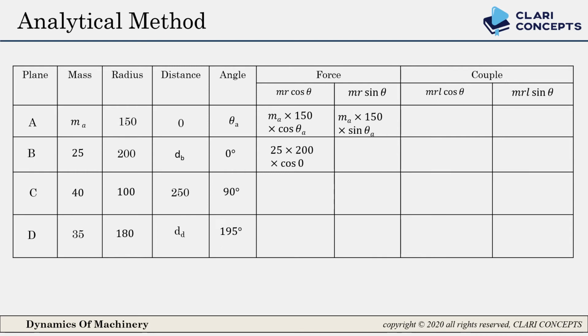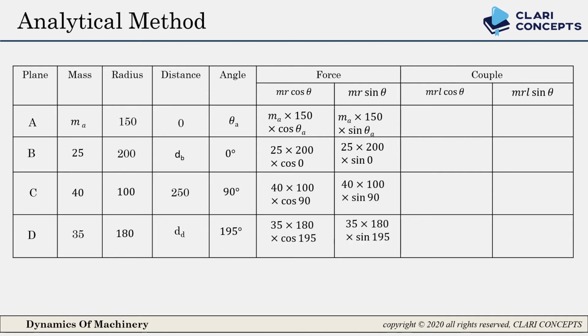where we know the value of all the terms in plane B. So we can write the force cos component as 25 into R, which is 200, into cos 0, same as 25 into 200 into sin 0, such that we can write for plane C and D also.